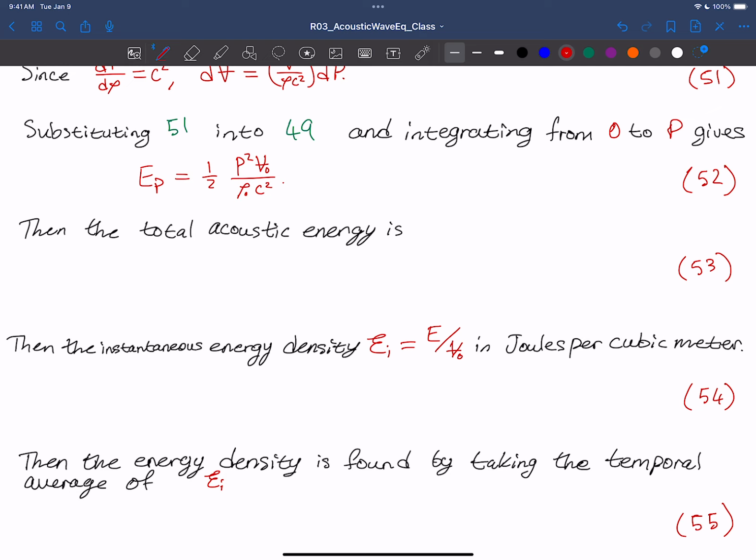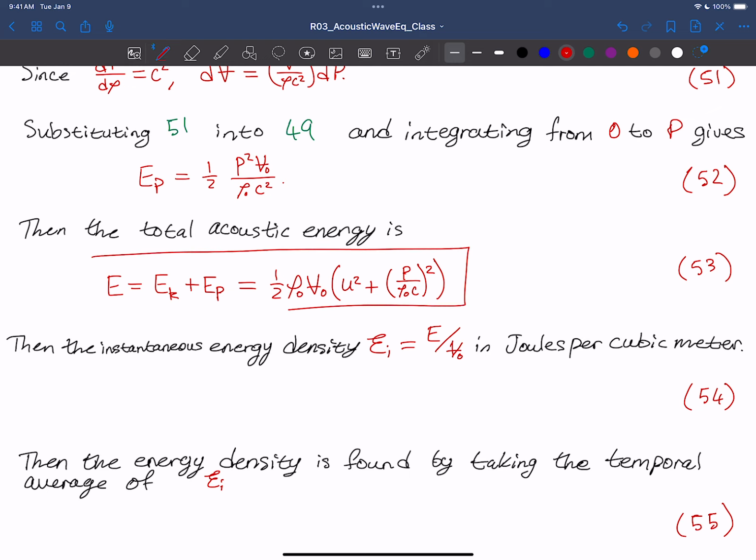And then the total acoustic energy is going to be equal to E, the kinetic energy, E K, plus the potential energy, which will be equal to 1/2 times rho 0 times V0 times the quantity U squared, that's that amplitude squared, plus the quantity P divided by rho 0 c, that quantity squared. And that is our total acoustic energy.